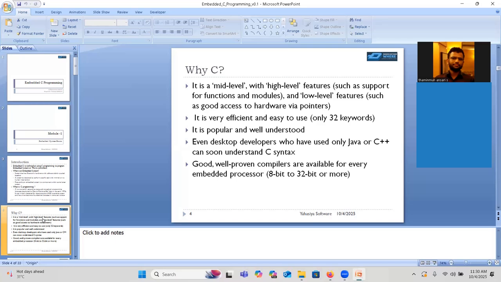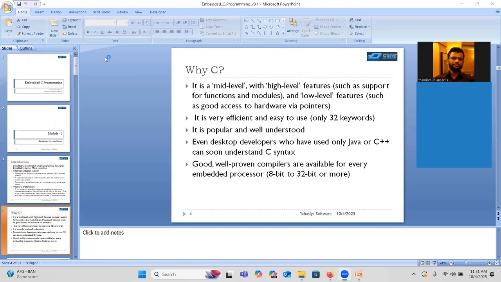It is a mid-level language with high-level features such as support for functions and modules, and low-level features such as good access to hardware via pointers. Touching the hardware is very easy when you use C. That is the reason why people choose C. It is very efficient and easy to use. Only 32 keywords. Very simple, using 32 keywords.